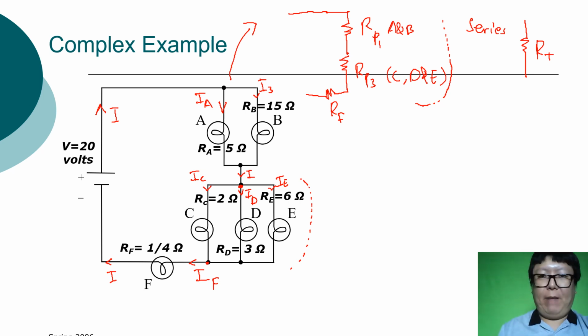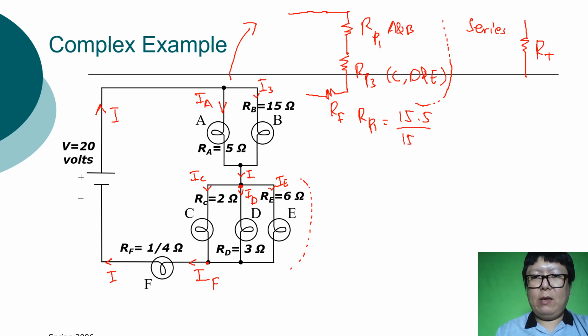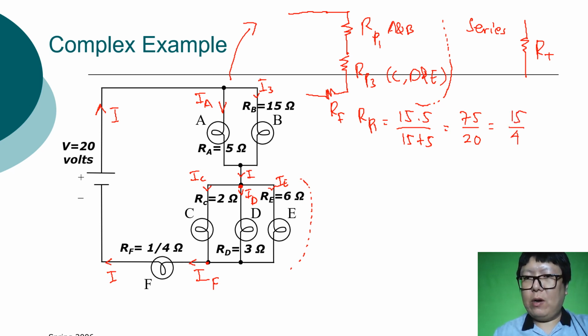Let's do step by step. Okay. So the RP1 is equal to 15 times 5 divided by 15 plus 5. You can use another way if you want. It's okay, no problem. So 75 per 20. So we get, divided by 4, divided by 5. So 15 over 4 ohm.